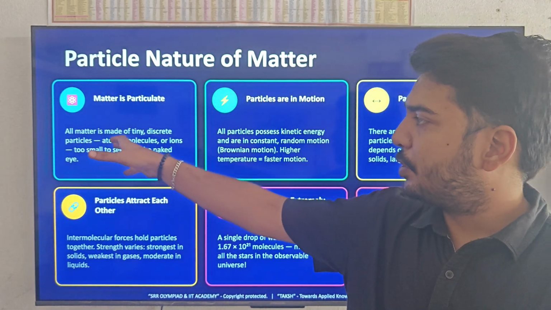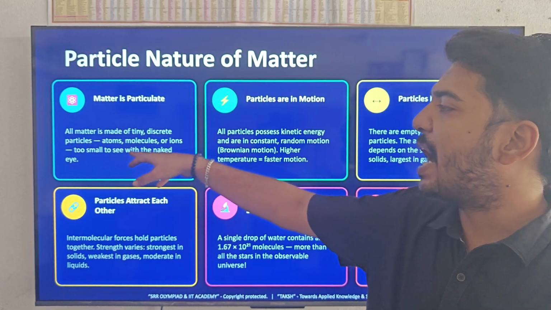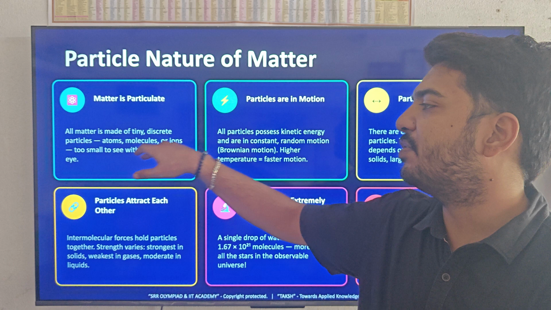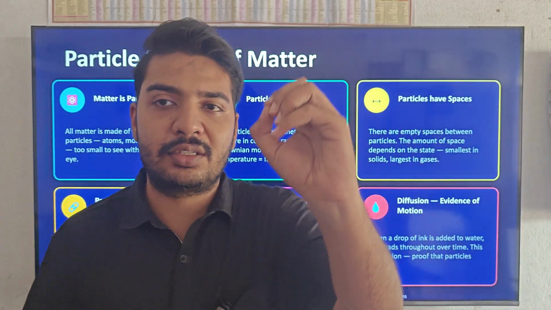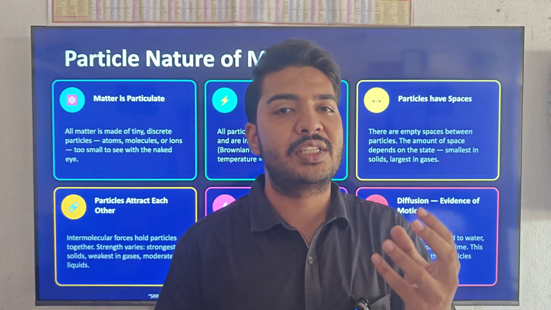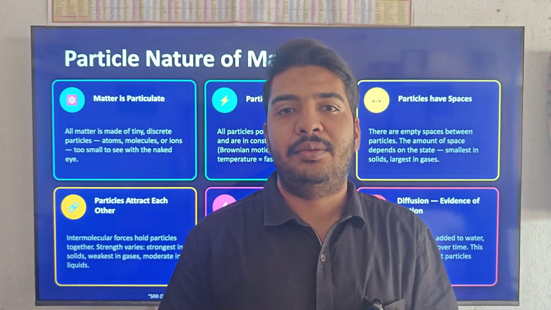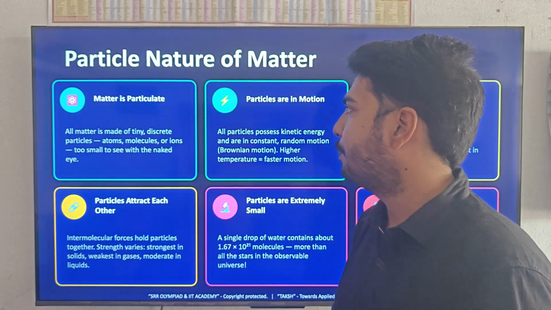So matter is particulate. All matter is made of tiny discrete particles called atoms or ions that are too small to see with our naked eye. We cannot see the parts inside a molecule with our naked eye. What is a naked eye? Our eye. We cannot see it directly, we need microscopic vision.